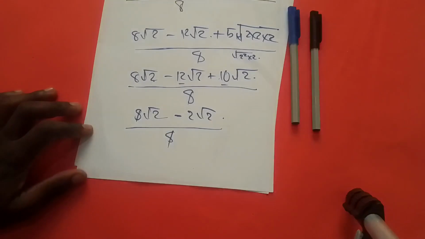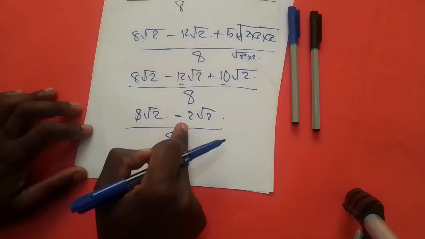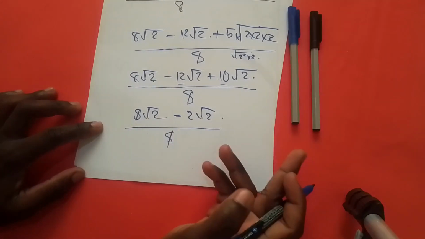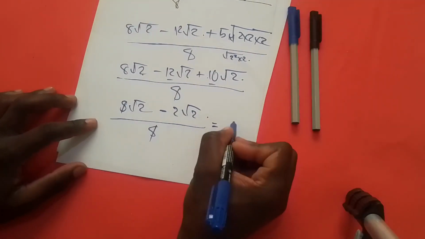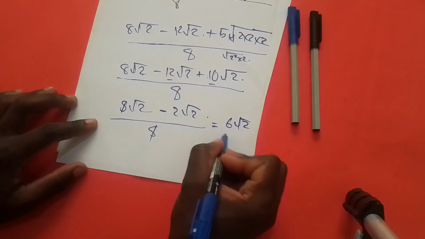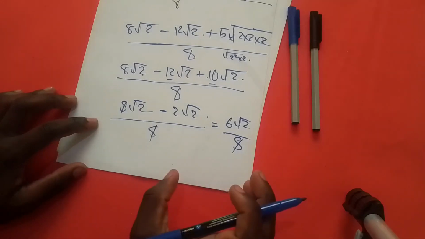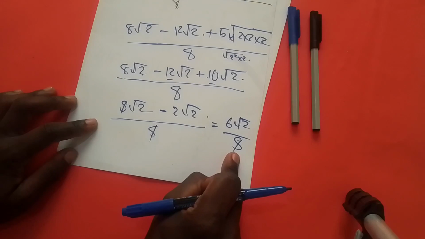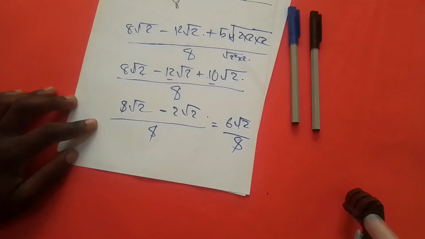So what's the solution now? 8 root 2 minus 2 root 2. The solution is 8 minus 2, which is equal to 6. Therefore, the solution will be 6 root 2 over 8. Not done yet. You can simplify it. You can simplify: 2 into 8 is equal to 4, and 2 into 6 is equal to 3.